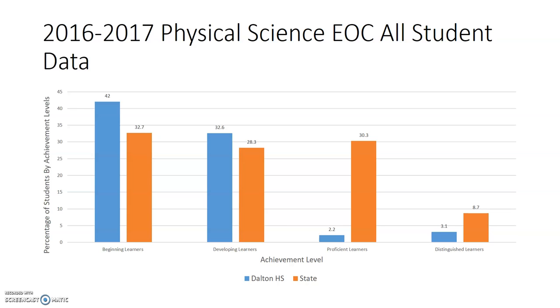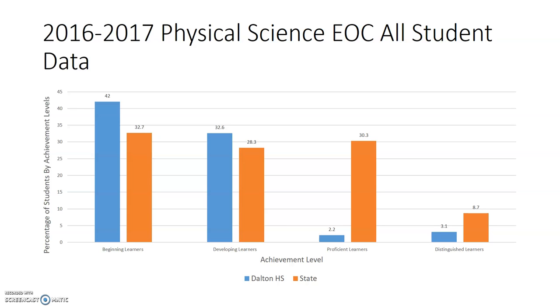All right, so now diving into the physical science EOC data. So this is looking at 2016-2017. We're looking at the achievement levels. So we have beginning level, learner levels, developing, proficient, and distinguished.